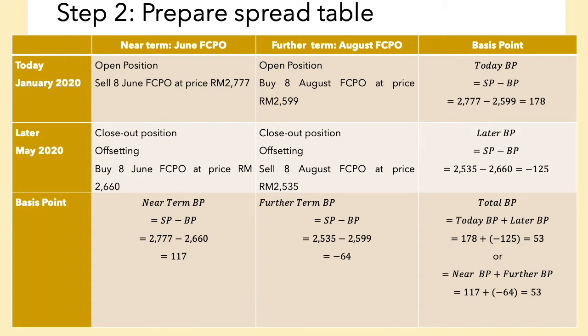In this case, today in January 2020, you open a position for near-term futures: you sell 8 June FCPO contracts at price RM2,777. At the same time, for further-term futures, you open a position: you buy 8 August FCPO contracts at price 2599. Later on, when it comes to May, you need to close out your position in both futures contracts. For near-term futures, you started with a sell, so to close out, you exercise offsetting: you buy 8 June FCPO contracts at price 2660. For further-term futures, you started in January 2020 by buying 8 contracts. So to close out in May 2020, you offset by selling 8 August FCPO contracts at price 2535.